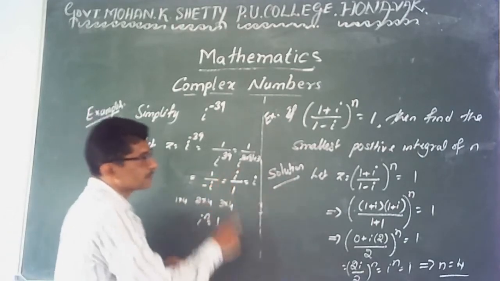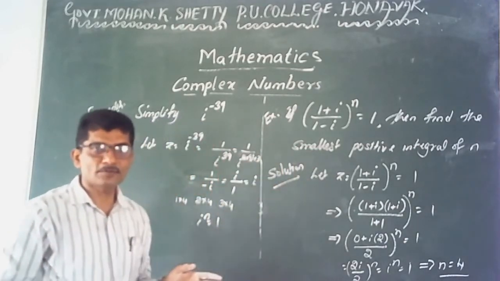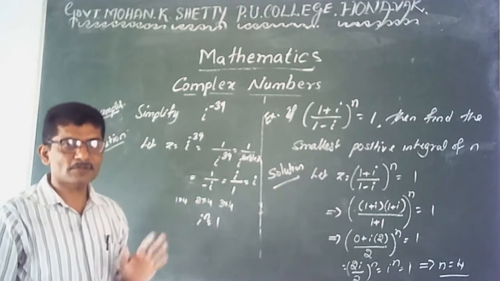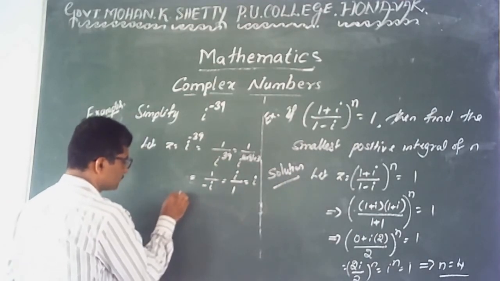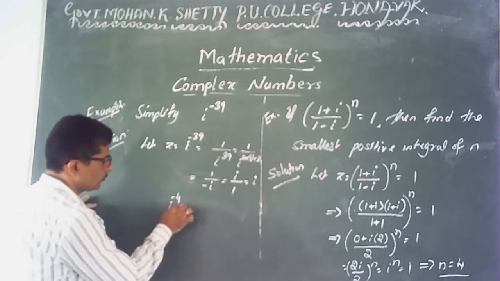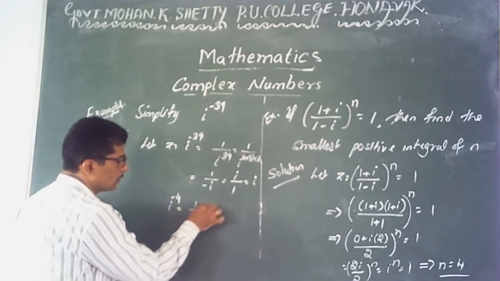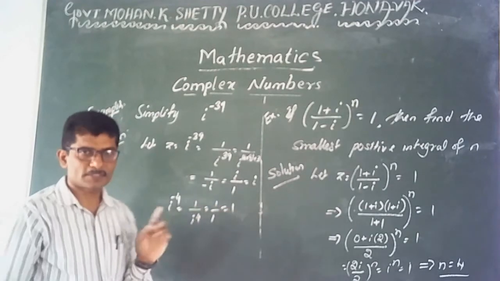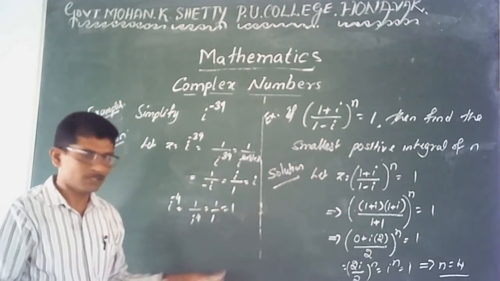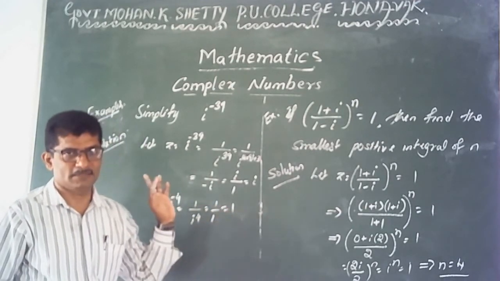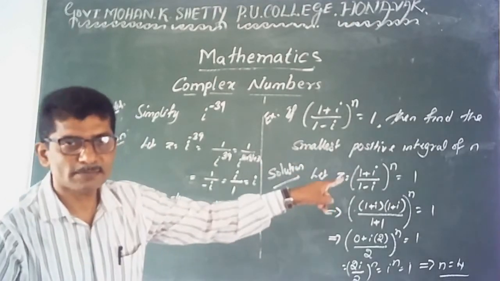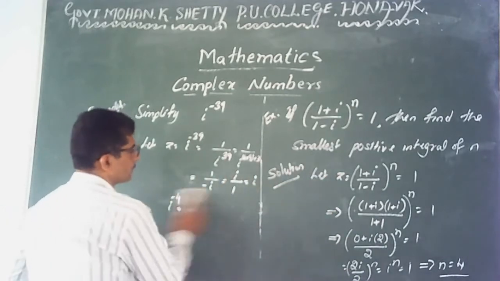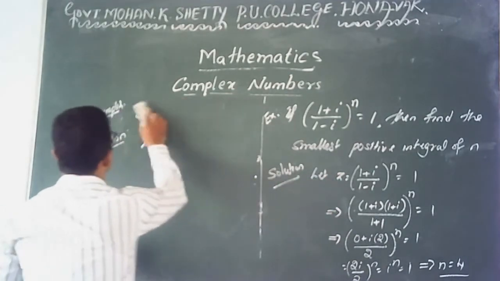Because it asked for positive, suppose you get a negative, minus 4, its value is also equal to 1. Suppose you write i to the power minus 4, means 1 divided by i to the power 4, 1 divided by 1, this value is also equal to 1. Suppose it is negative, you get its value 1. But here it asked positive. Therefore, the smallest positive value is 4. Therefore, the answer is 4.